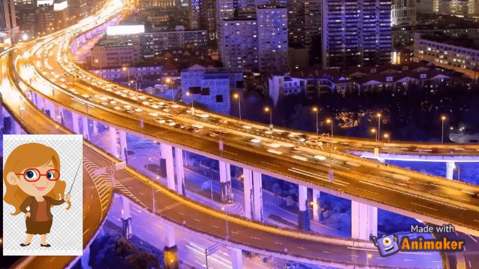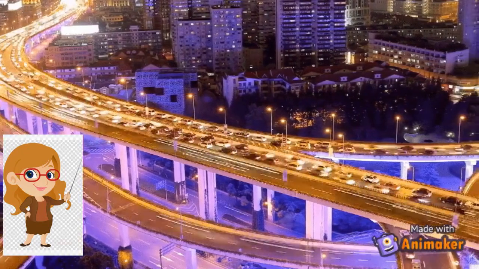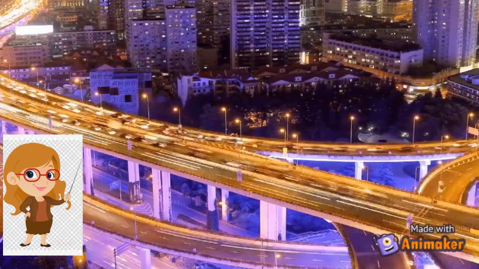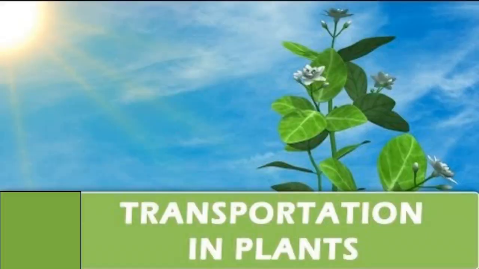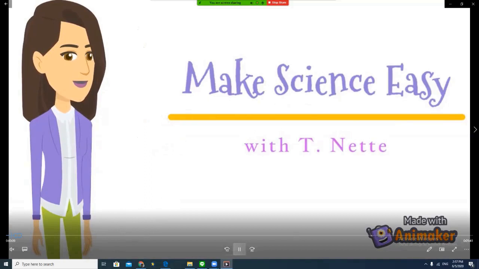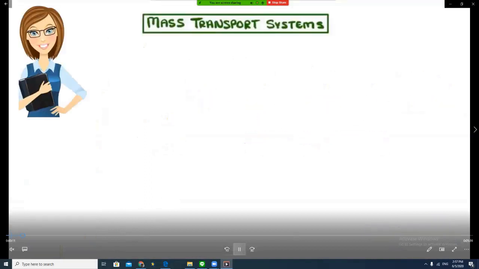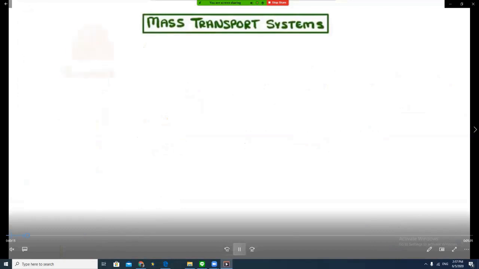This is how cars and other forms of vehicles transport us from one place to another. How about the plants? How do they do their transportation? Episode 4, our topic is about the mass transport system in plants.